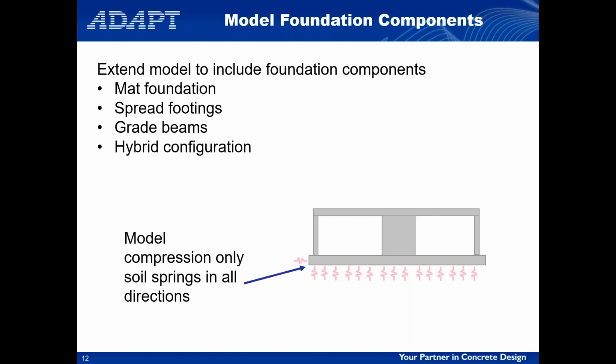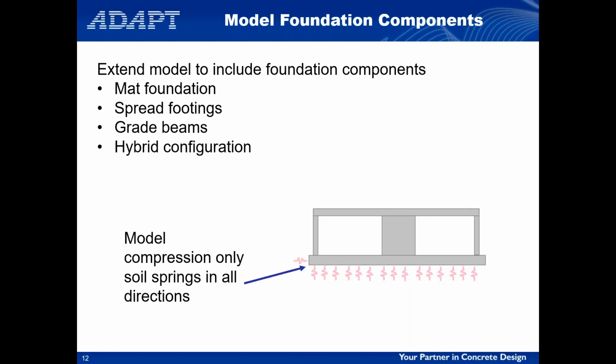So what we can do with Builder is you can extend your model to include your foundation components. So here in that symbolic image, all we've done is extended, gone to the base level and have added our foundation components. Those foundation components can be any combination of a flat mat, spread footings, so individual spread footings, grade beams, or any other hybrid configuration.